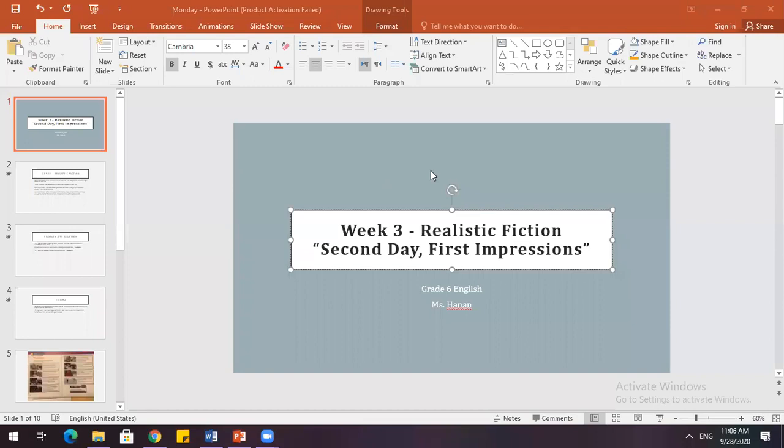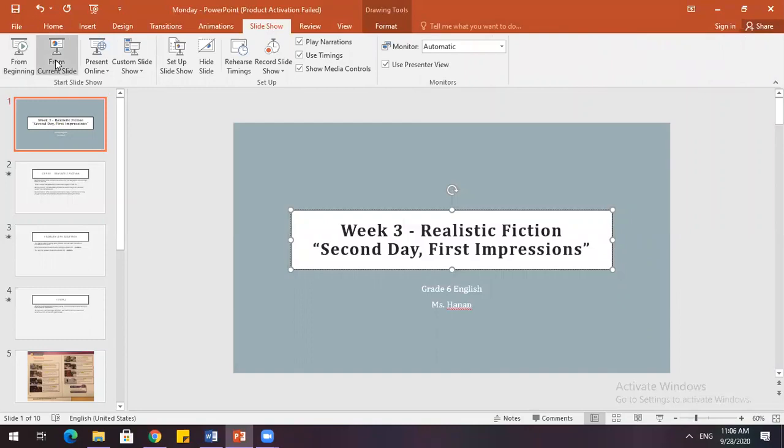What is realistic fiction? Yes, Kenzie? Raise your hand on the screen, guys. It is characters, settings, and events that could happen in real life. Okay, excellent. So characters and a setting and events that are not real, but that could be, right? Okay, thank you, dear. Let's look at the features together.